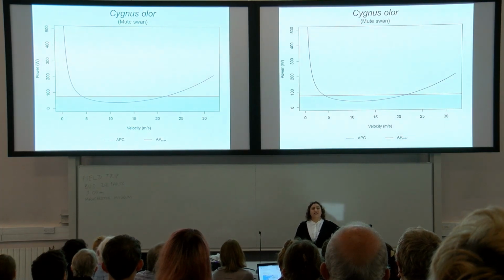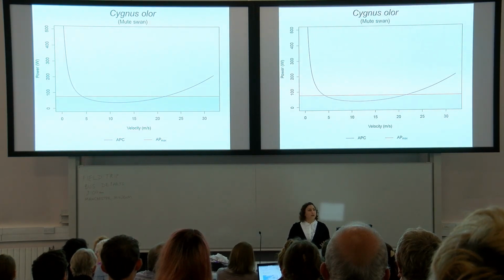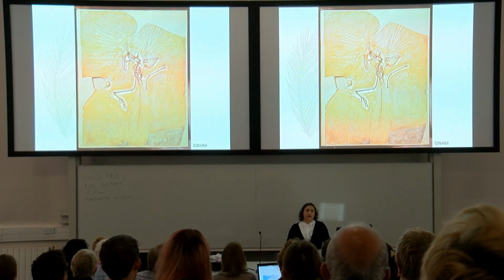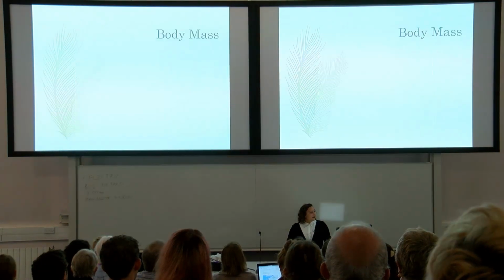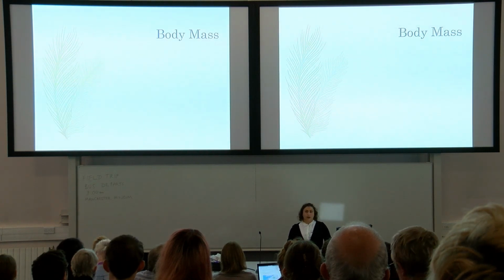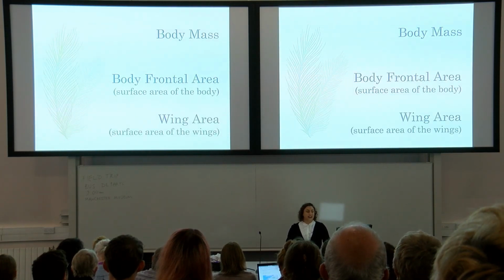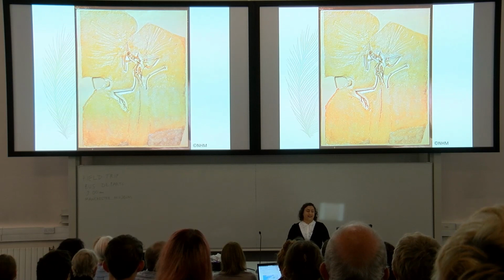Now, all of these stats that you've just seen are actually fairly spot on for a mute swan. So I'm sure you can see just how useful this could be if we could apply this back to the fossils. However, it's never really that simple in paleontology now, is it? So in order to find an APC, we need three measurements: body mass, the surface area of the body, or body frontal area, and the surface area of the wings, or wing area. And good luck getting those measurements from a fossil like this.